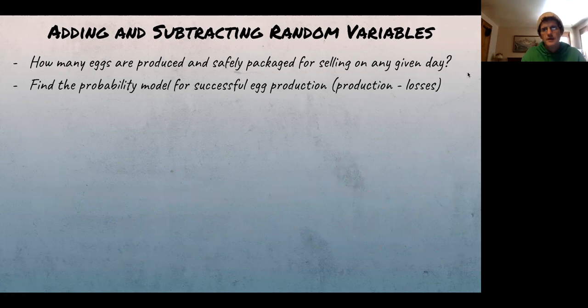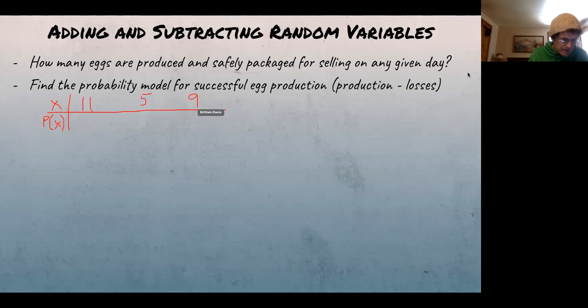And if I recall correctly, we've got, well, I need to write down our previous models. This is actually going to make the most sense. All right. So I'm going to do this kind of small. We could have gotten 11, 5, or 9 eggs with a probability of 0.5, 0.1, and 0.4.